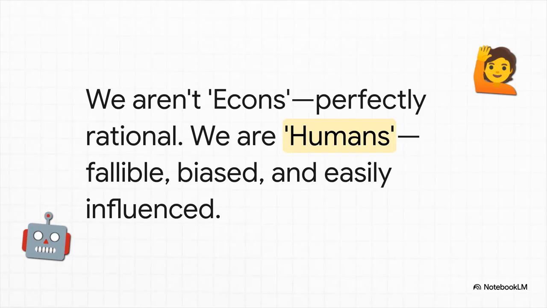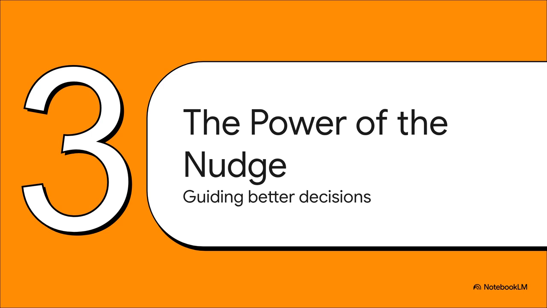And that little puzzle perfectly illustrates a huge idea in the book. We aren't econs, these perfectly rational, calculating robots from economics textbooks. We're humans. We're flawed, we're biased, and we're constantly being influenced by the world around us. And because we're these fallible humans and not perfect econs, choice architects can actually design things that help us.